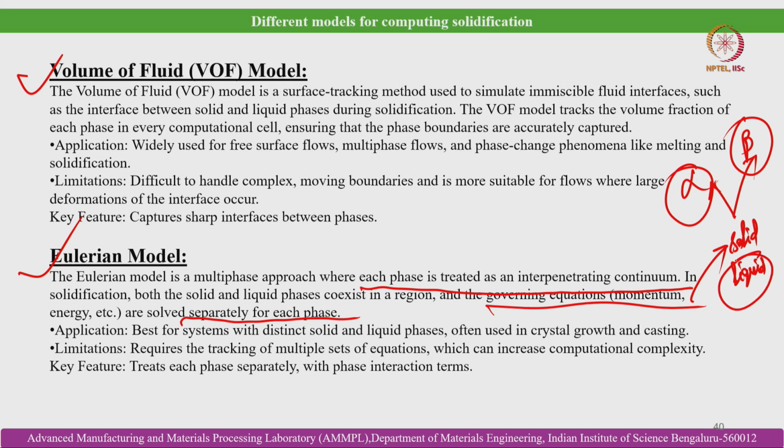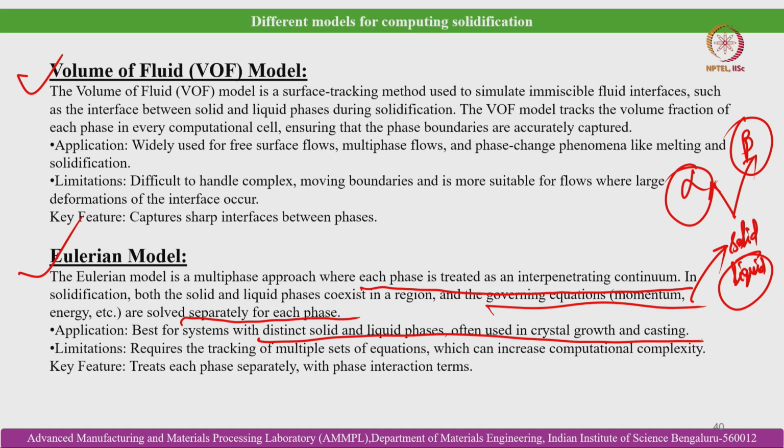Although it becomes computationally heavier than a volume of fluid model, it can provide significant accuracy in estimating the field variables which define the flow physics and also the heat and mass transfer conditions, such as velocity, temperature, pressure and viscosity, etc. The application of the Eulerian multi-phase flow model is that it is best for systems with distinct solid and liquid phases, often used in crystal growth and casting. Like VOF, the Eulerian model also finds widespread application in casting solidification.